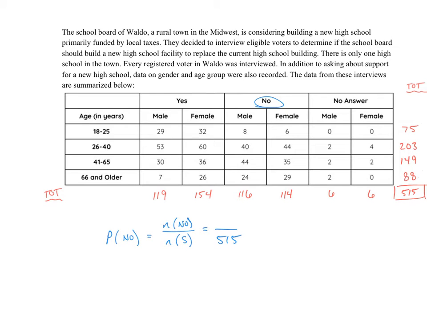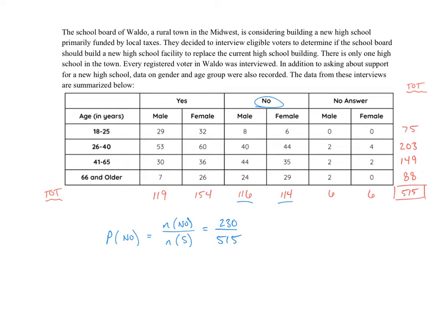But how many people said no? Well, it's the 116 males plus the 114 females that said no. So 230 people said no. And we do want to reduce this fraction. So if you didn't reduce the fraction, that would be marked incorrect in this case. We want to reduce these. That's the habit we're trying to get into.